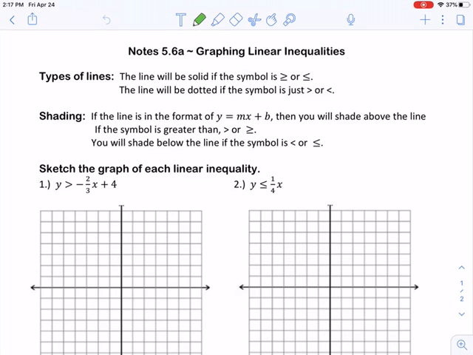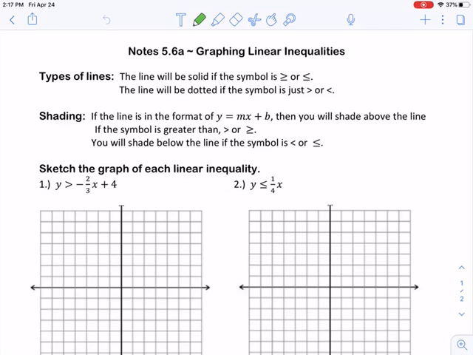Today we're going to take a look at how to graph linear inequalities. An inequality means that it has a greater than or less than symbol in it. So we have to decide whether our line is going to be solid or dotted, and we have to figure out if we're going to shade above the line or below the line.